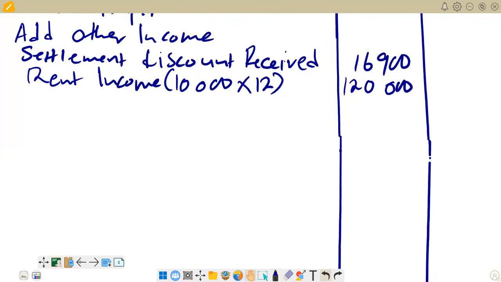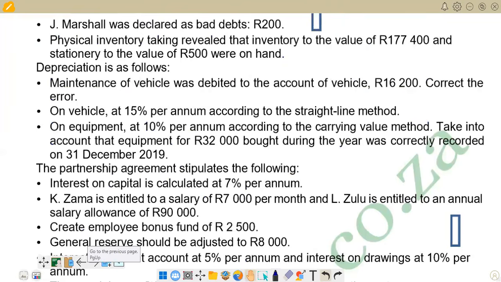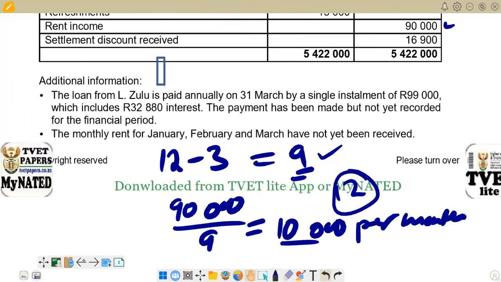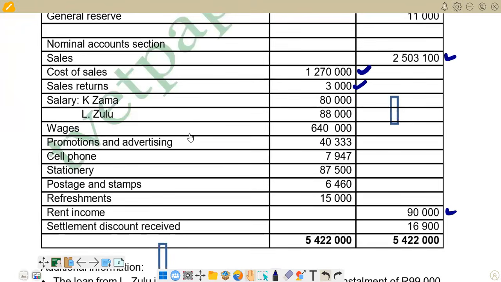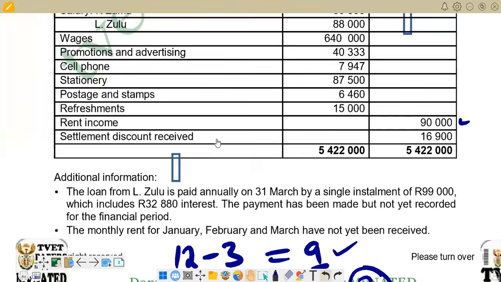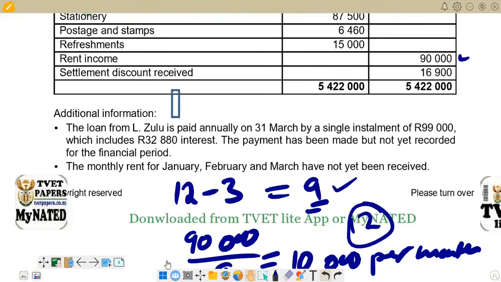Right, we can check again if you have got other incomes. You can check in the trial balance. That's where you can get a hint in terms of those incomes. Remember, we've got rent income, we've got settlement discount, we've entered them. If you go up there, you'll see that there's no other income. So in that case, if you see that in the trial balance there's no other income, you now check in the additional information. There might be something mentioned there about any income.